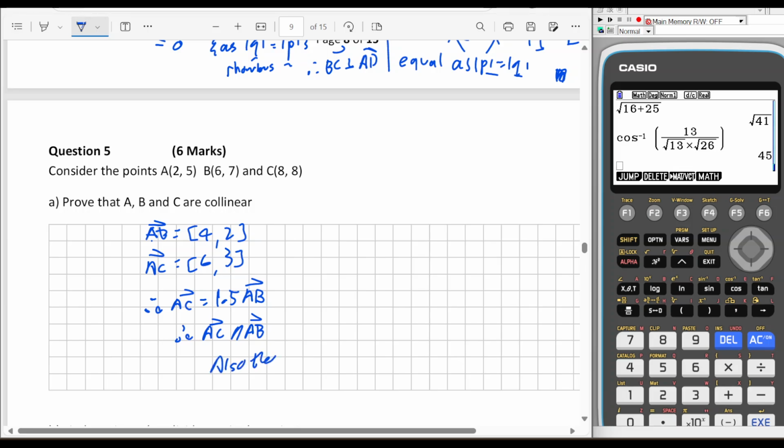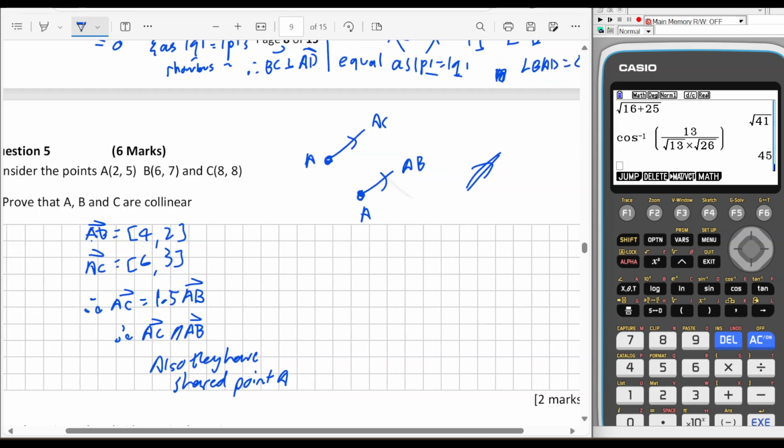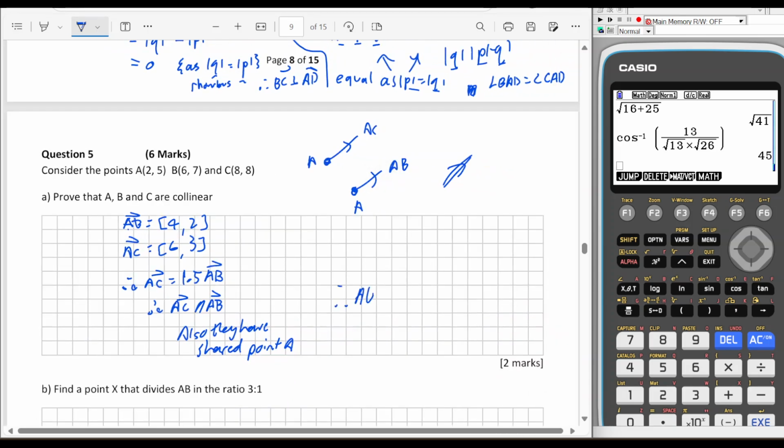Also, they have a shared point of A. So if you've got these two lines, AC and AB, and they're parallel, but they happen to both share this point A, which is on both those lines, then they're not two separate lines. They're actually the same line. They're actually just sitting straight there on top of each other. So the point is they're collinear. Therefore, A, B, C are collinear.